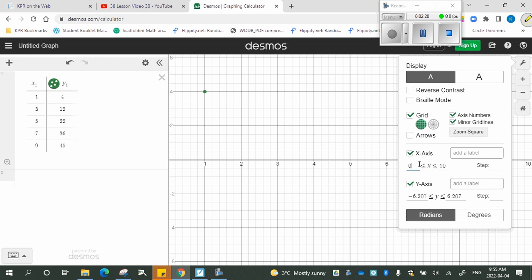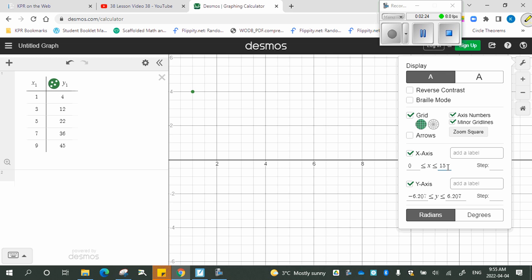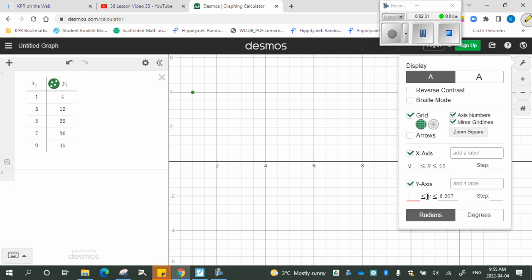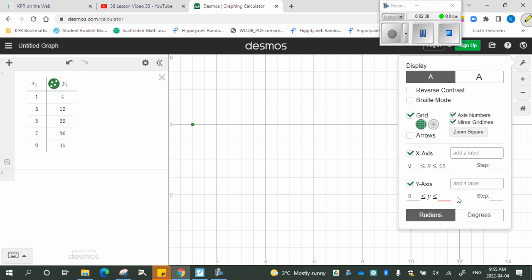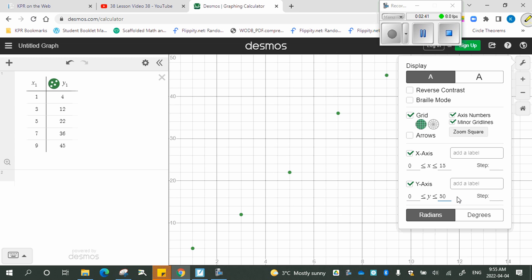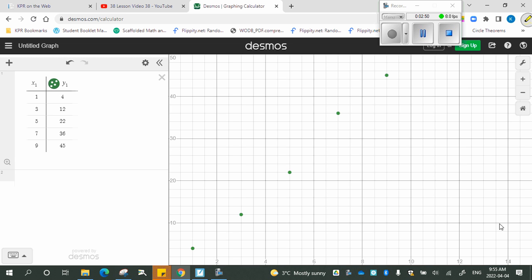And how high do we want it to go? Maybe like 15. And then the y-axis, we don't want to start in the negatives, so let's start at 0. And we want it to go as high up as 45, so I'll put like 50. And now if you click anywhere else on your screen, once you put those, so 0 to 15, 0 to 50, click off, you should see all of your data there. Does everyone see all of their data now?